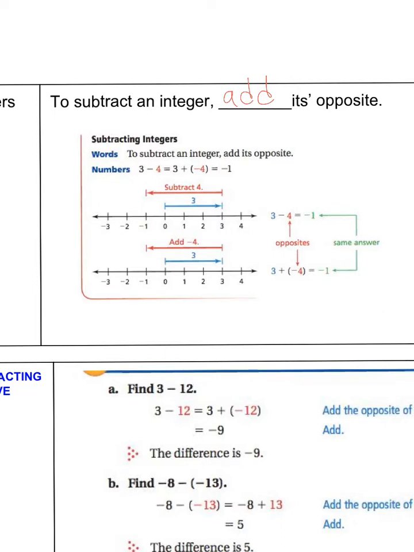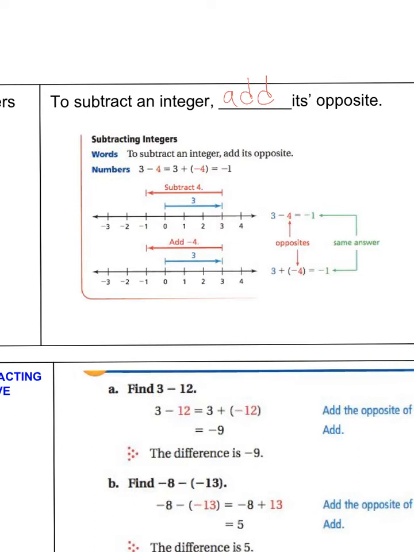So you can go ahead and look at this visual right here after you've written in this word, because to subtract an integer, you add its opposite. So let's look right here at our example. We have 3 minus 4. Well, to subtract an integer, you add its opposite. So they've changed this to 3 plus negative 4. The opposite of 4 is negative 4, and to subtract an integer, you have to add its opposite.